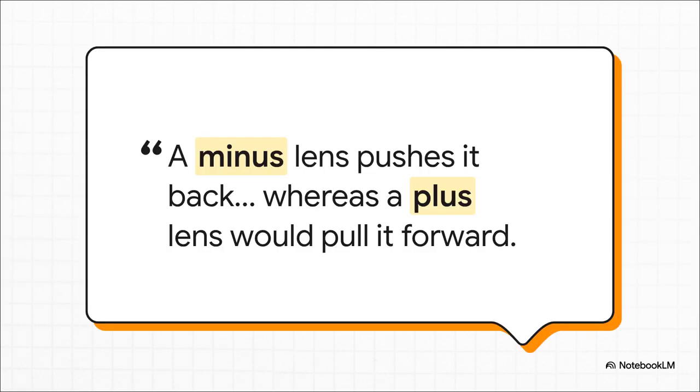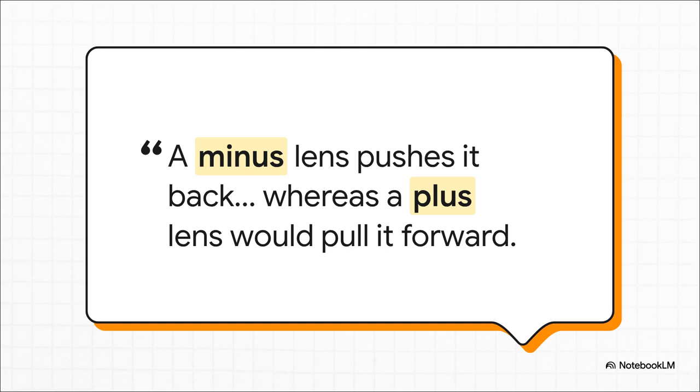Now, here is a mental model I literally want you to burn into your memory right now. A spherical corrective lens moves the entire conoid together. A minus sphere pushes the whole conoid back, deeper into the eye or even behind it. A plus sphere, on the other hand, pulls the whole conoid forward toward the cornea.